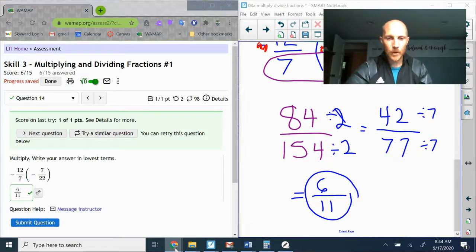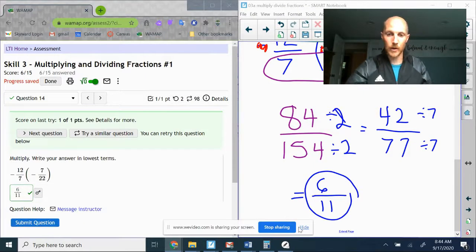Yay! Awesome. All right. Well, that is the lesson on multiplying fractions and reducing fractions.